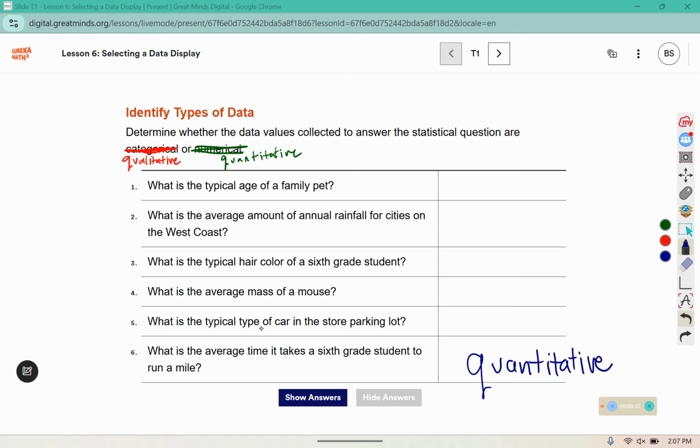What is the typical type of car in the store parking lot? Well, types of cars are labels, or the answer is with letters, so that is qualitative. We wouldn't say that the type of car at the store is the number 4. We would say it is a Toyota, or a Chevy, or a Ford.